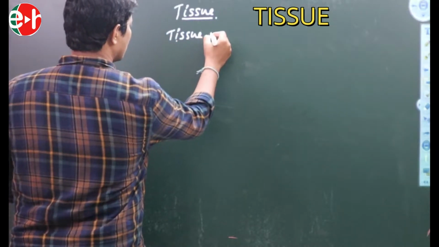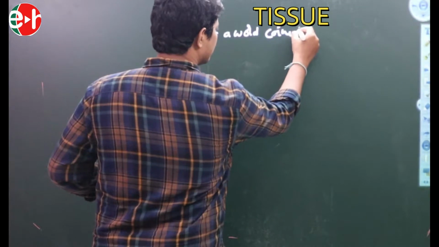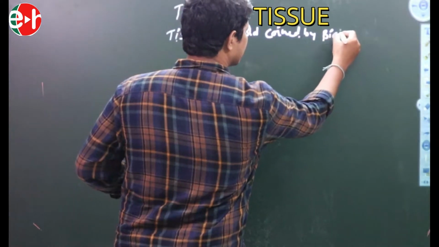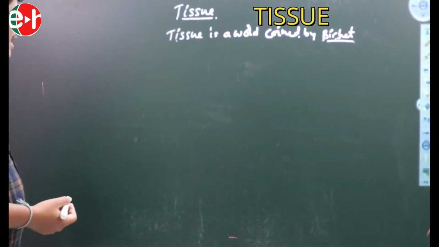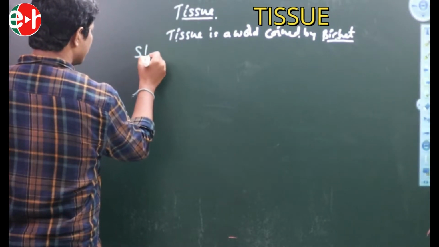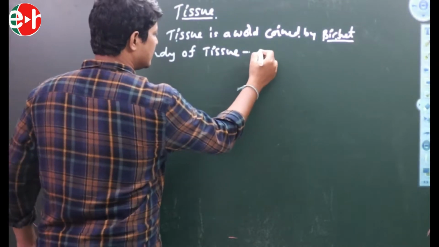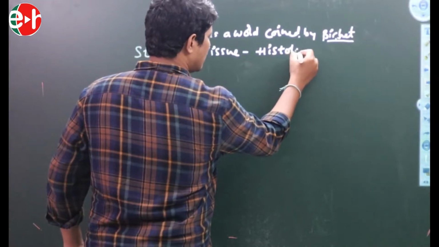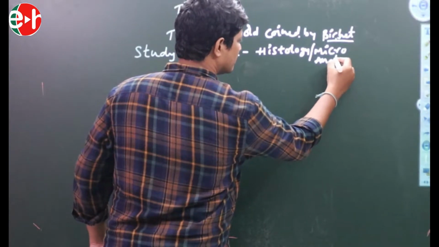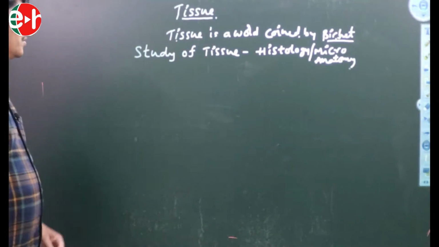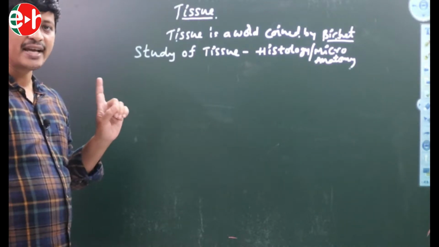The word tissue was coined by Bichat. So he is the first scientist who used the term tissue. The study of tissue is called histology or microanatomy. So tissue, this word is coined by Bichat, whereas the study of the tissue is histology or microanatomy.